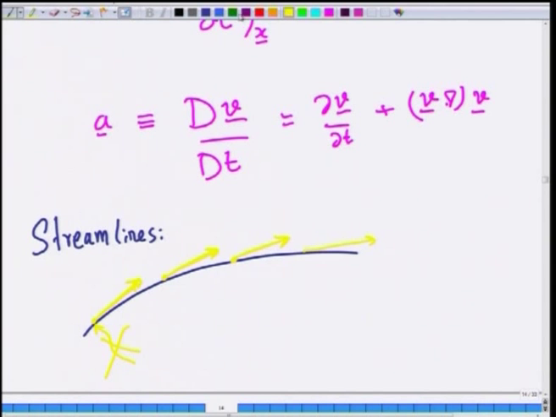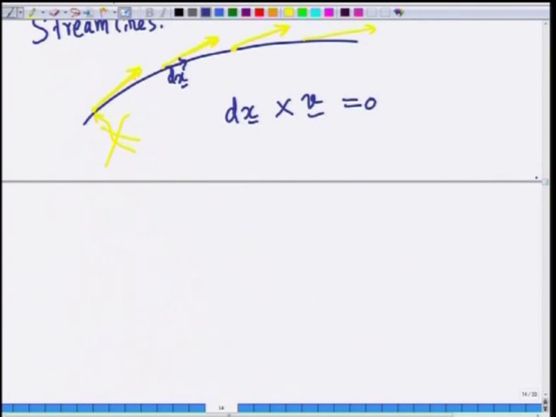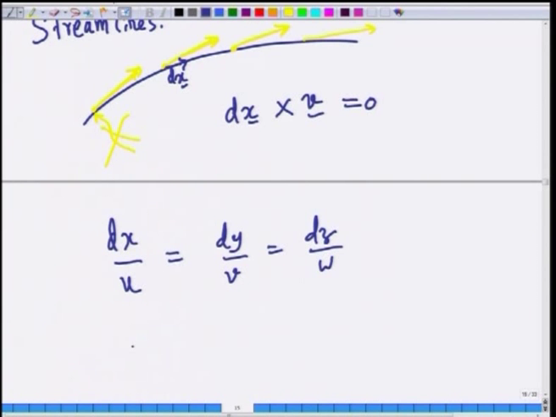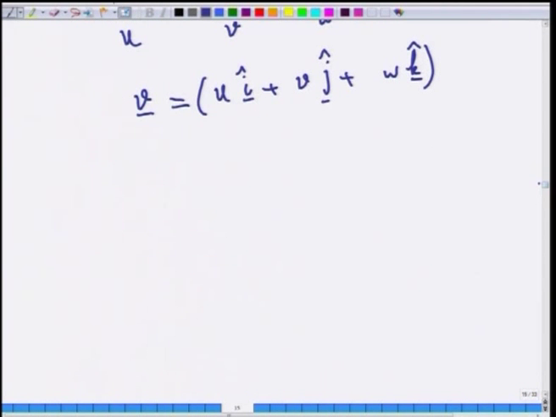So this means that if you consider a tiny displacement dx along the streamline, and you consider the velocity vector, since they are parallel, the cross product is 0. That gives rise to the equation governing a streamline, which is dx by u is dy by v is dz by w, where the velocity vector is given by u times i plus v times j plus w times k, namely the 3 components along the 3 Cartesian directions x, y and z. So u, v and w are the 3 scalar components of the velocity.